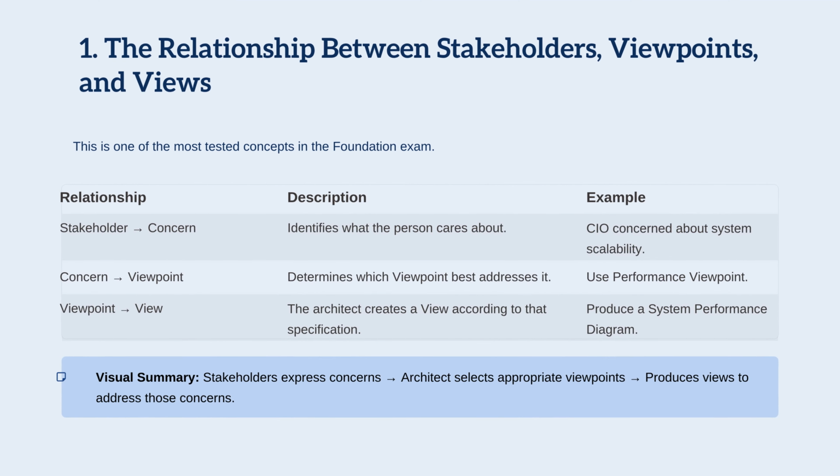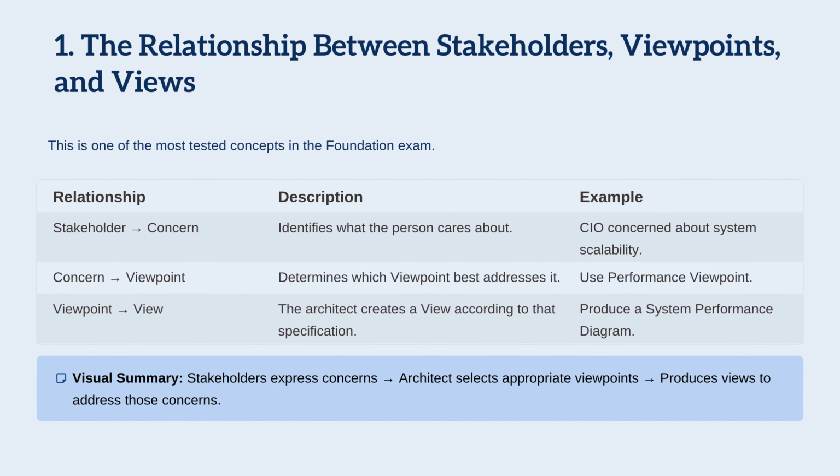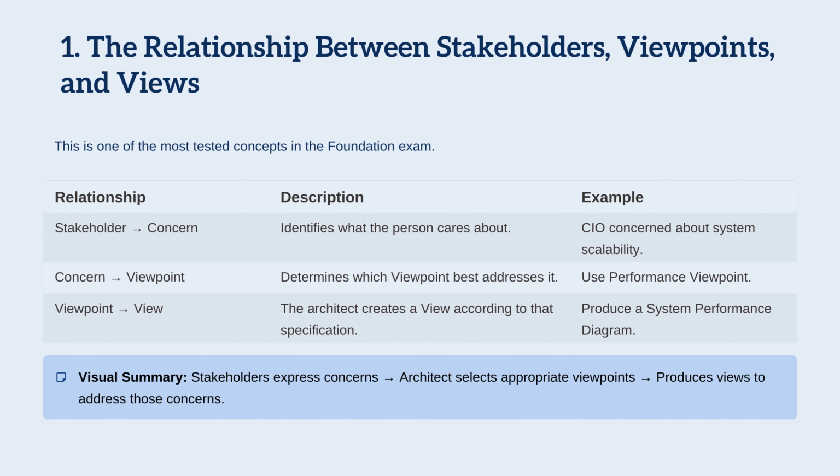Relationship between stakeholders, viewpoints, and views. This relationship is one of the most important and most tested concepts in the TOGAF Foundation exam. Here's how it works. Stakeholders express concerns. The architect selects viewpoints that define how to address those concerns, and then creates views based on those viewpoints. For example, if the CIO is concerned about scalability, we might use the performance viewpoint to produce a system performance view. It's a simple but powerful chain: stakeholders, concerns, viewpoints, views.